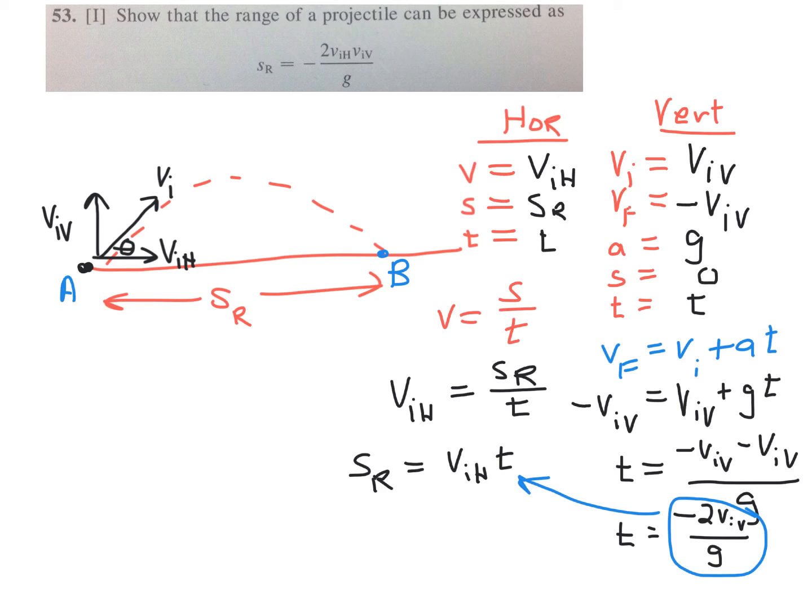In other words, we proved that the range of the projectile is v sub ih times negative 2 v sub iv over g. That's what the objective was at the top of the page. Congratulations. So let me recap one more time. When you do these symbolic problems, a diagram is very useful. Be careful with how you label things. And then use known generic equations, plug in the specifics, and rearrange things algebraically to come up with what you're trying to prove.